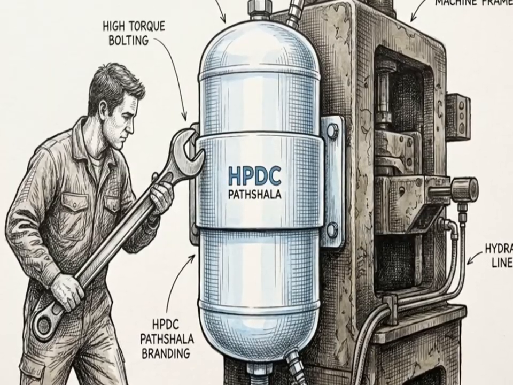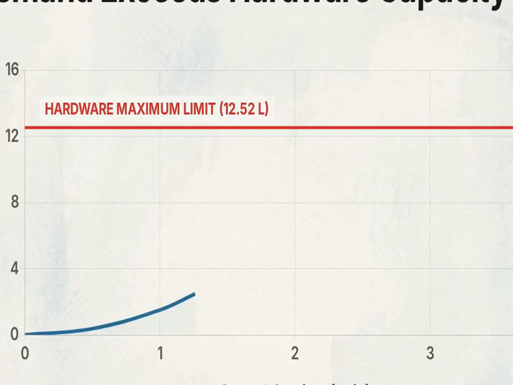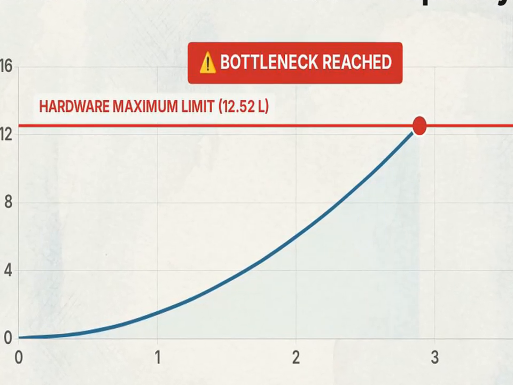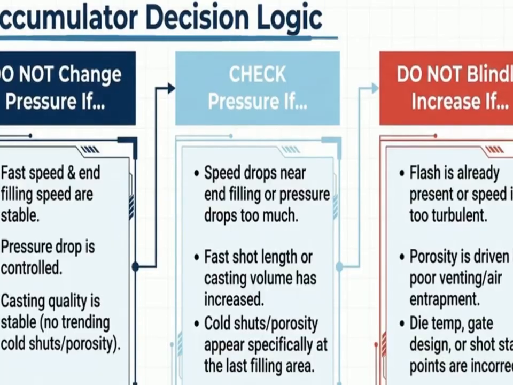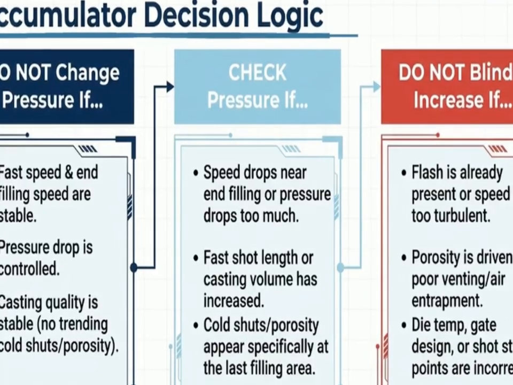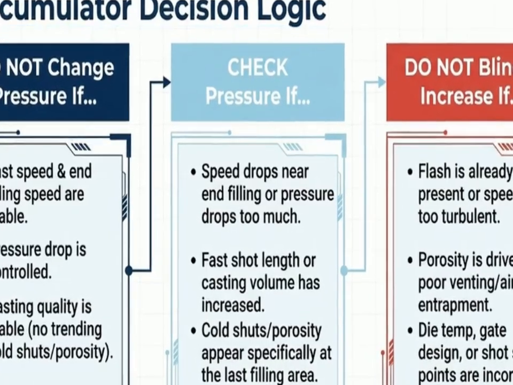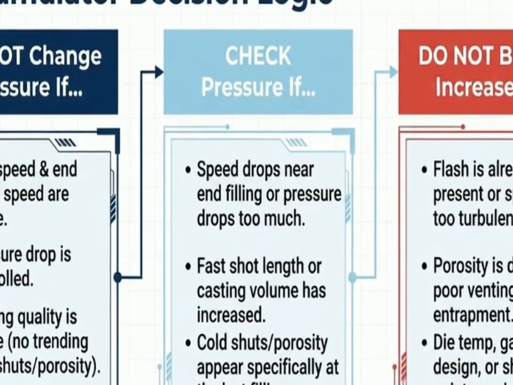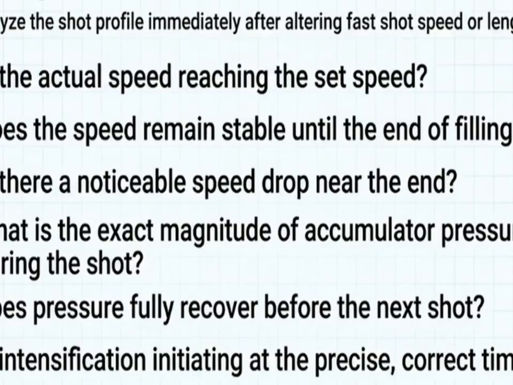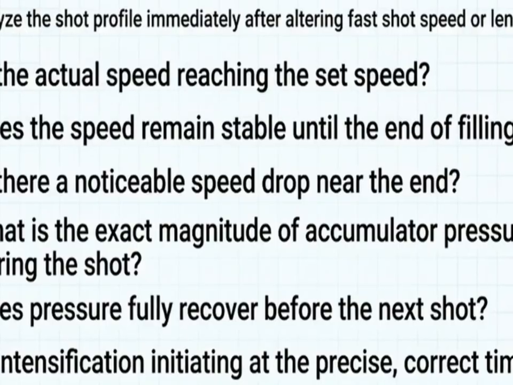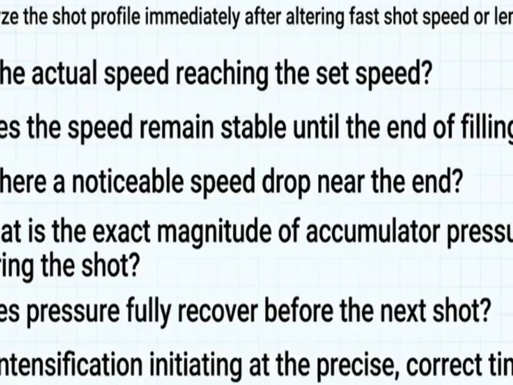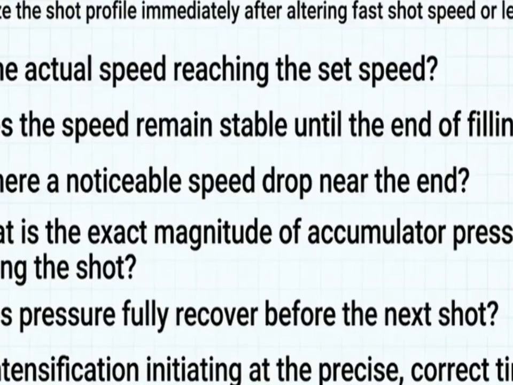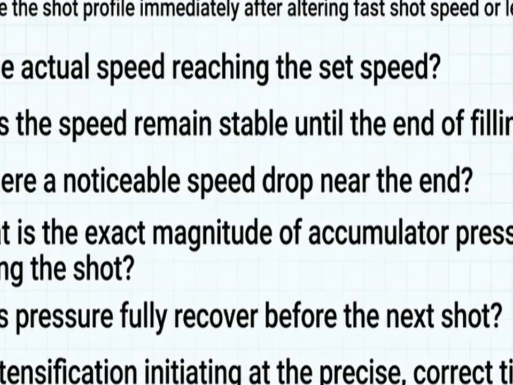This decision logic flowchart governs every pressure adjustment on the floor. It dictates when to hold, when to verify, and when to restrict pressure changes. This validation checklist details the required next step. Before adjusting pressure, engineers must interrogate the machine's actual shot profile data, searching for specific evidence of speed decay or pressure collapse. The rule shown here is definitive.